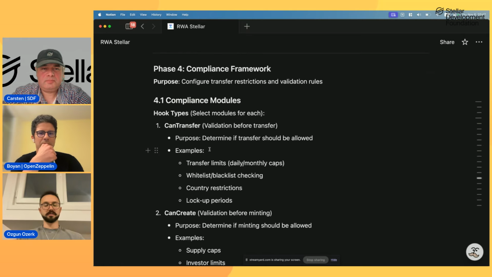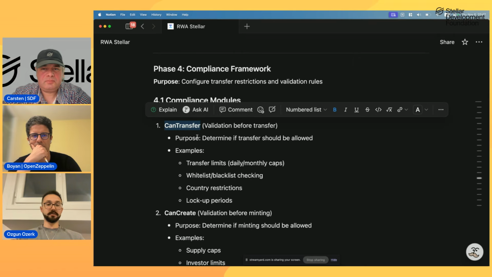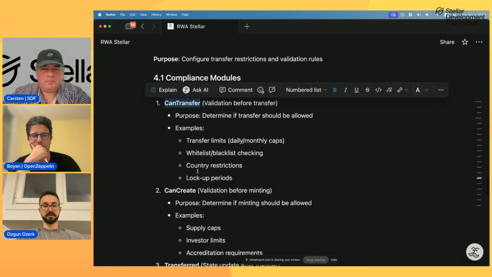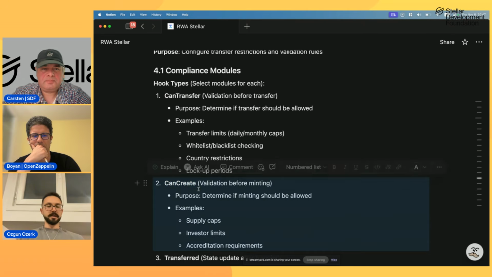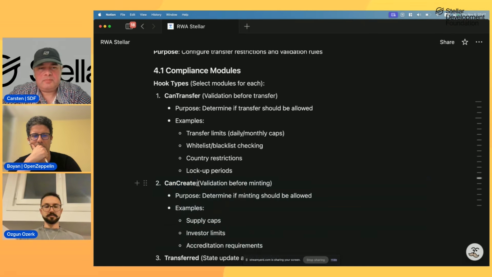And the good thing is you can deploy many contracts per one hook. So for example, you can have 3 contracts that will be called for can transfer, but 5 for can create, which would be minting. This is completely up to you. We decided to go with multiple contracts due to auditability and also separation of concerns.